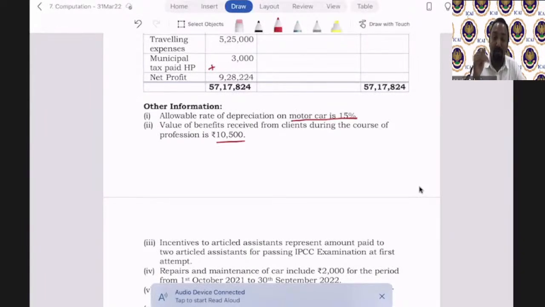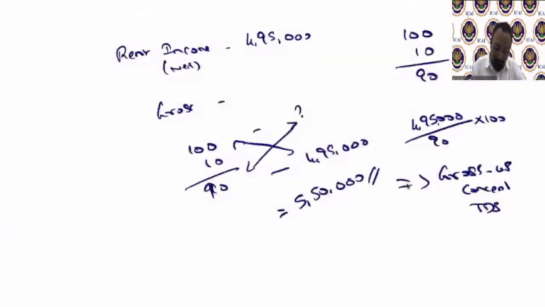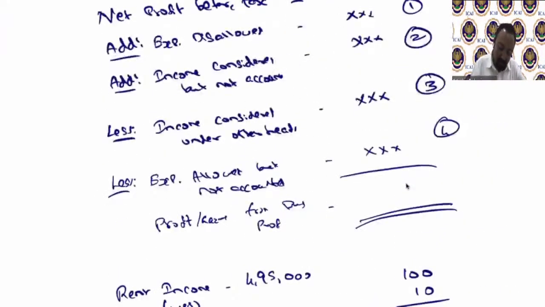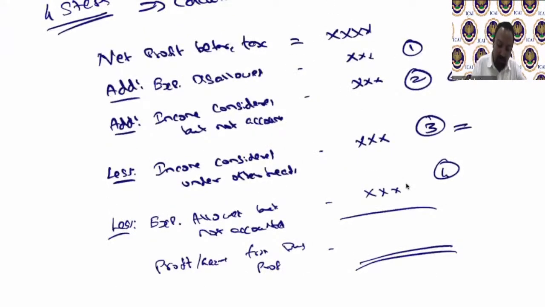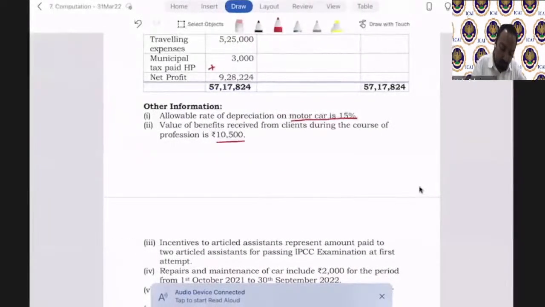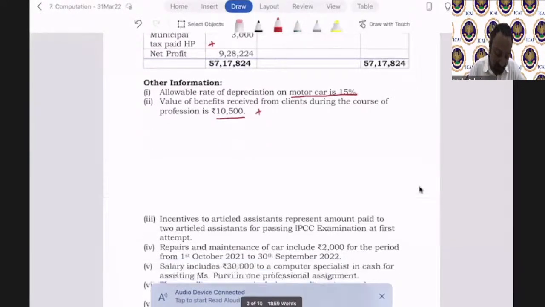So step 2, you'll have to add, step 3 in what we discussed here. So you need to consider income, right? Now you're going to do step 2, which is you're going to add this as an income. So you are going to put a plus mark to say that you are going to add this income.